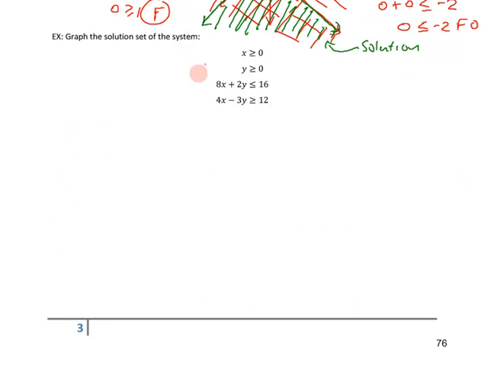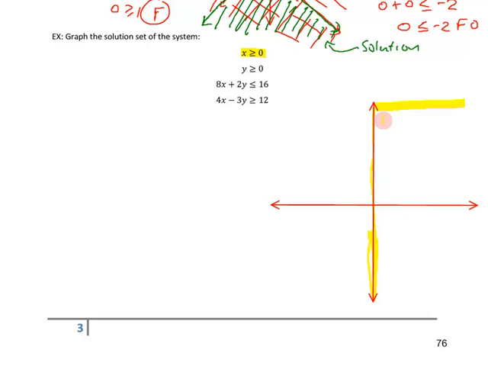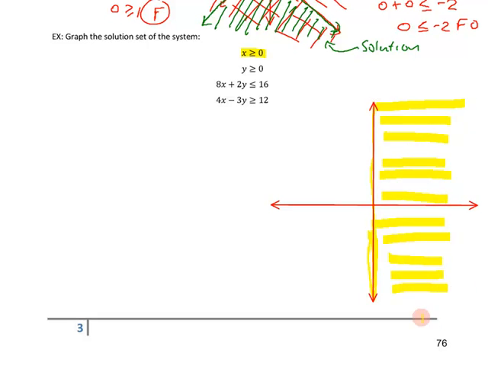Alright, let's look at this system. Now we've got 4 inequalities included. The first two are actually pretty easy. Let's start off by just identifying where they are on the Cartesian plane, right? And I'm going to make use of my highlight here. X greater than or equal to 0 means include the y-axis, right? And go which direction? Greater than. So everything over here is x is greater than or equal to 0.